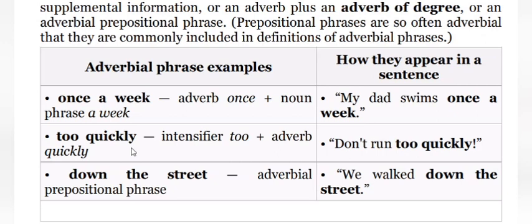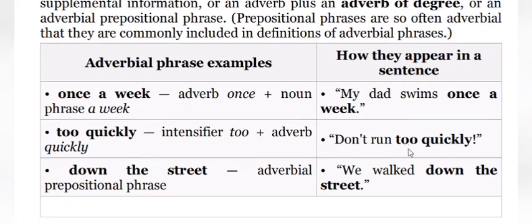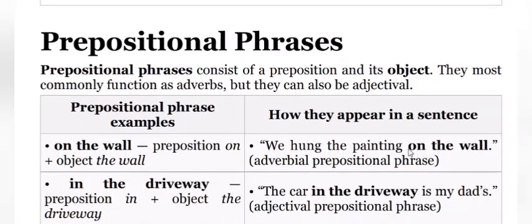Adverbial prepositional phrase: down the street. We walked down the street. Now, in the above example, don't run too quickly, quickly is an adverb. Prepositional phrase.